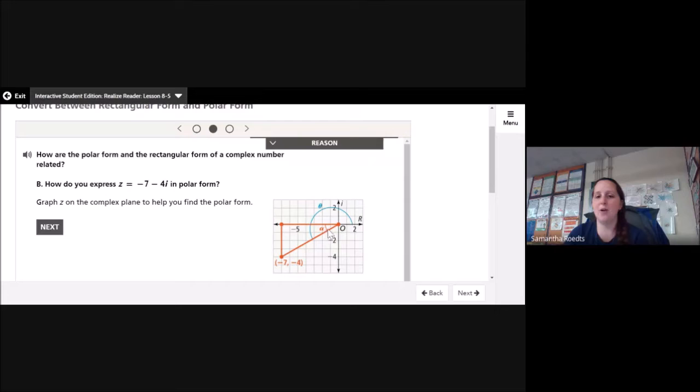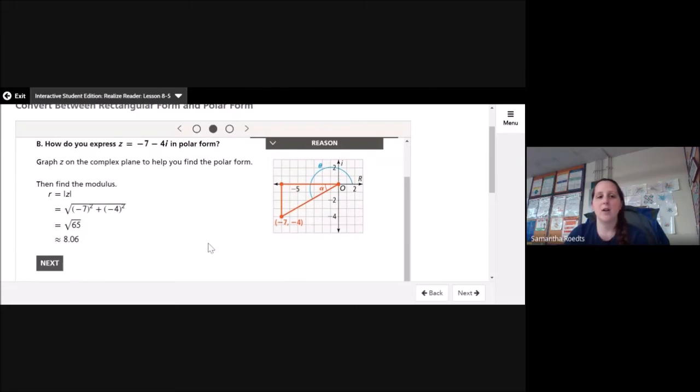So this is my alpha, or my theta, this blue, from the x-axis all the way to my new angle that's formed. And then this is alpha. So I find the modulus. So r equals the absolute value of z. To find it, I take negative 7 squared plus negative 4 squared, and I square root all of that. So it's the square root of 65, which is approximately 8.06.